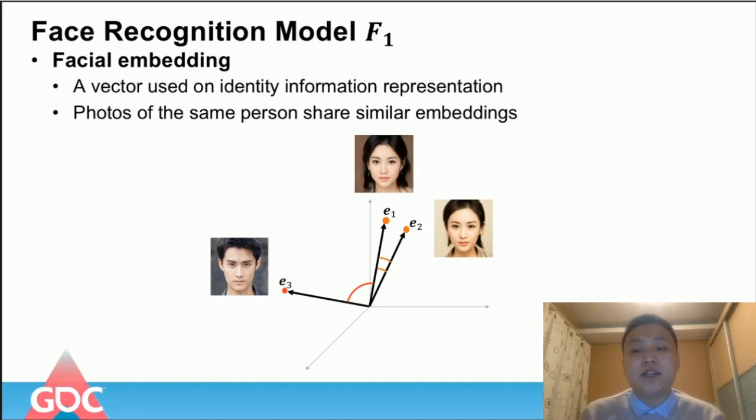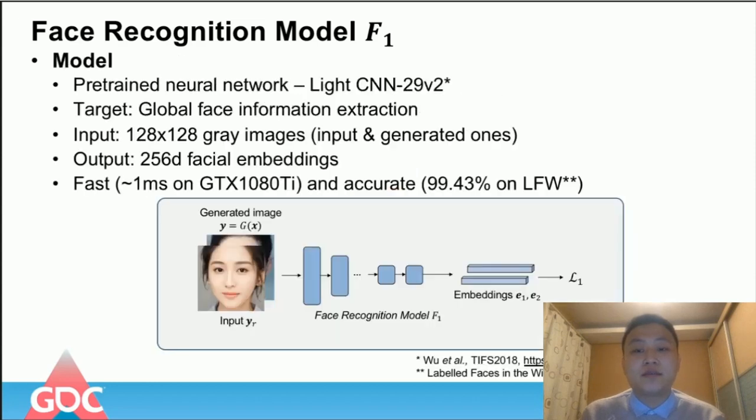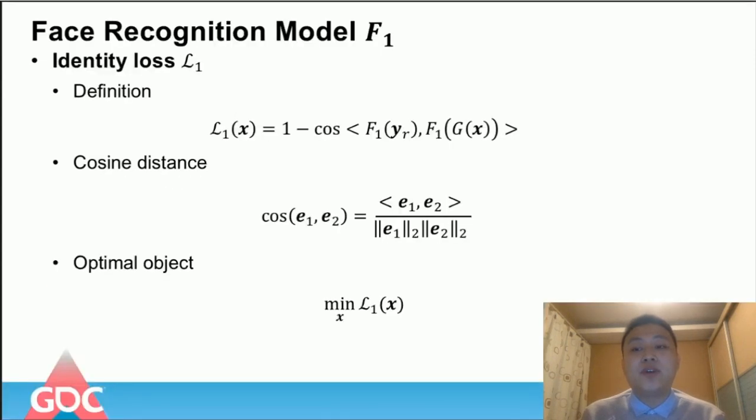Apparently, photos from the same person can always share similar embeddings. In our method, we adopt the famous pre-trained neural network LightCNN to extract global face information, which is identity information, for the input photo and generated character. This network can take in 128 by 128 gray images and generate 256-dimensional facial embeddings with good speed and accuracy. Based on this model, we can define the identity loss function by computing the cosine distance between facial embeddings. Obviously, this loss function will achieve a small value when we generate a character that looks like the input photo.